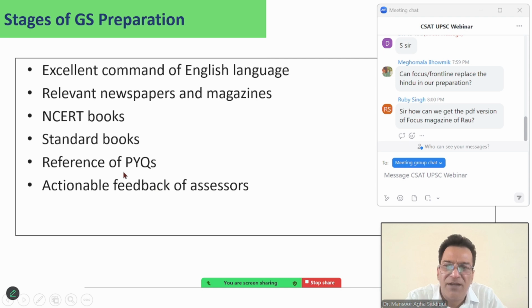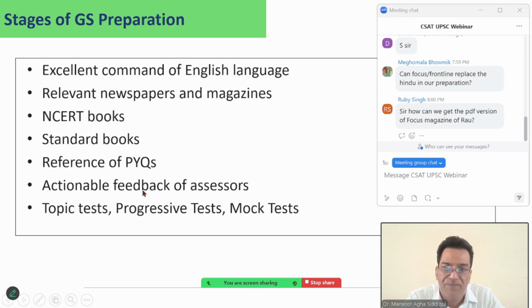Plus, after you develop the capability of answering questions in terms of the knowledge part, then you need to go in for writing answers of the mains examination and showing it to your teachers or people that you can rely upon. Then you need to get clear feedback from them about the knowledge aspect, the perspective aspect, and your style of writing. Once you get that feedback, you need to improve the way you write answers and keep on moving ahead. Moreover, throughout this preparation, you need to be continuously taking topic tests, progressive tests, and mock tests so that you remain on track.